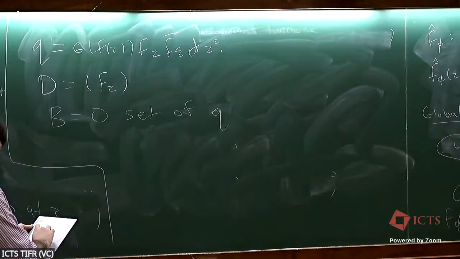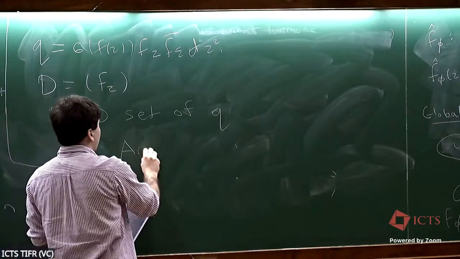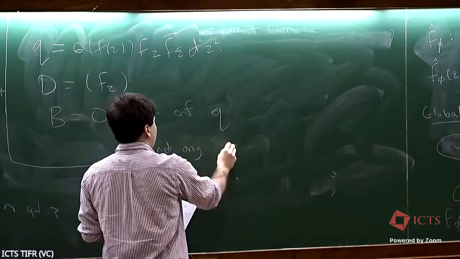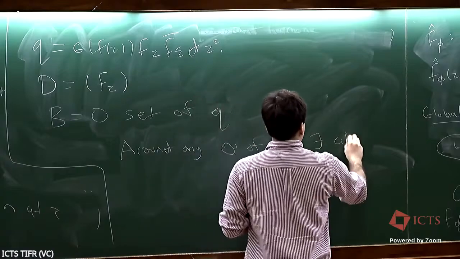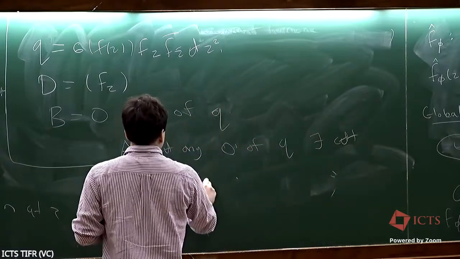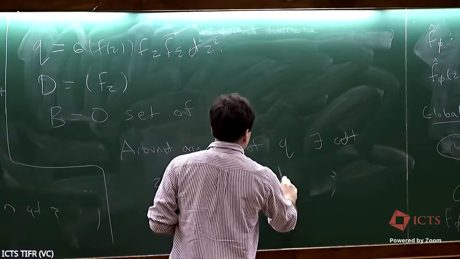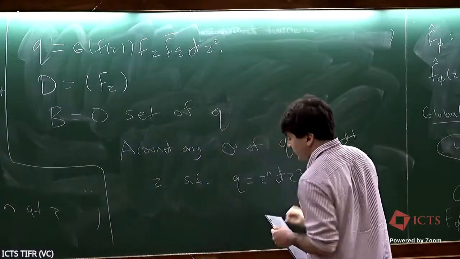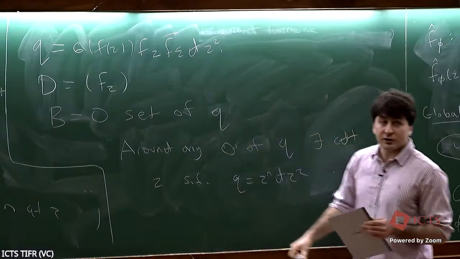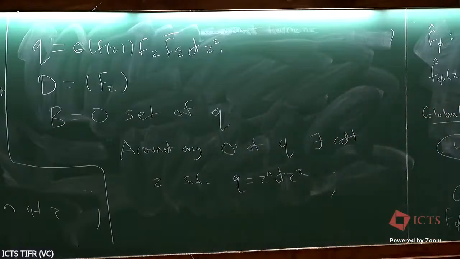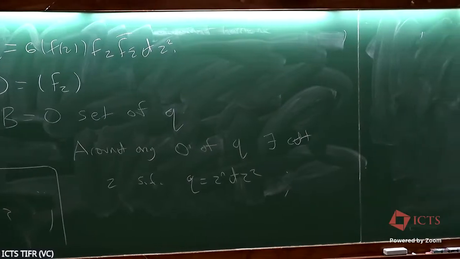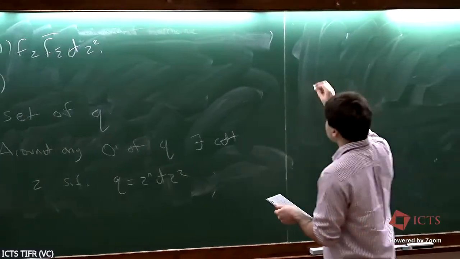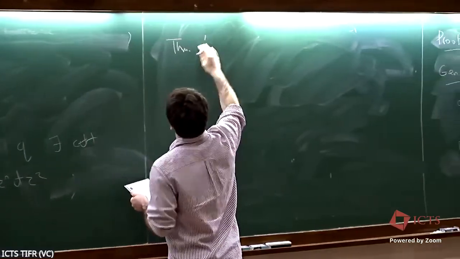And finally, around any zero of Q, we can find a coordinate z such that Q is just z to the n dz squared. So what this tells us we need to understand is just harmonic maps from C to H2 with Hopf differential z to the n. Okay, I told myself if I were under 40 minutes, I would state the more advanced theorem. And I'm 40 minutes on the nose, so why not?